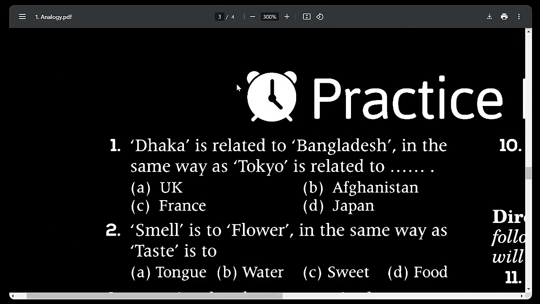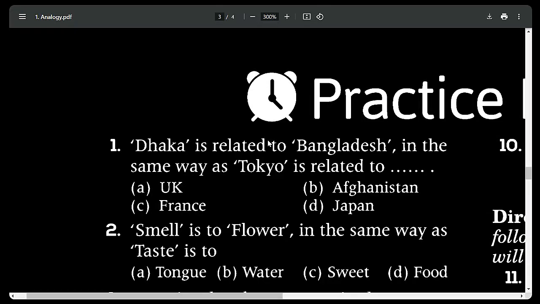Yes, sir. How will you say the explanation? See, for the first question, we say the explanation like Dhaka is the capital of Bangladesh. Similarly, Tokyo is the capital of Japan. So, what is the answer you'll write for the second question? Smell is to flower. Don't read the question. What is the relationship between smell and flower? You can say like we smell a flower, then we taste the food. Yes, that's it. Very good. You can mute yourself now.